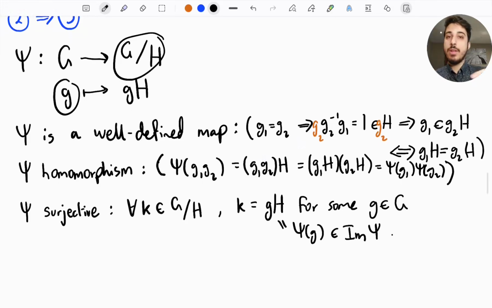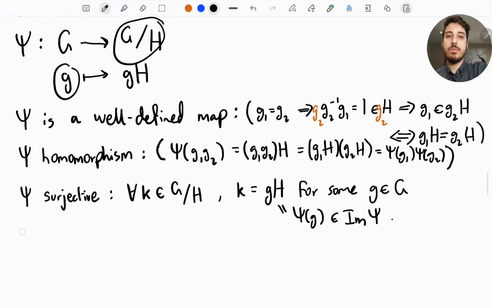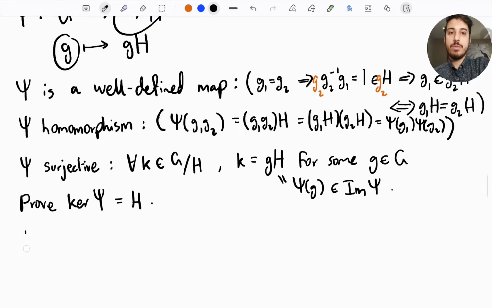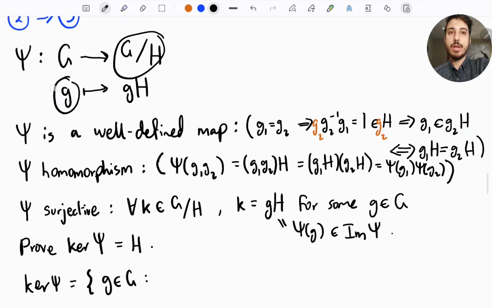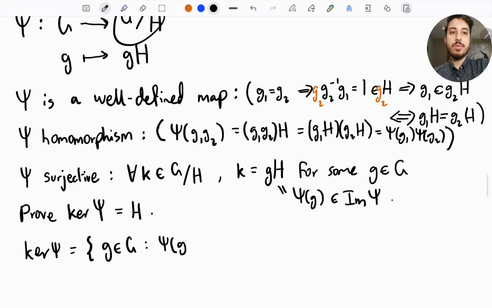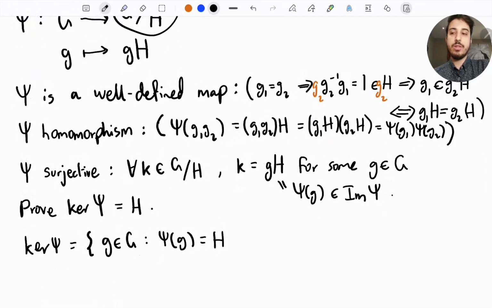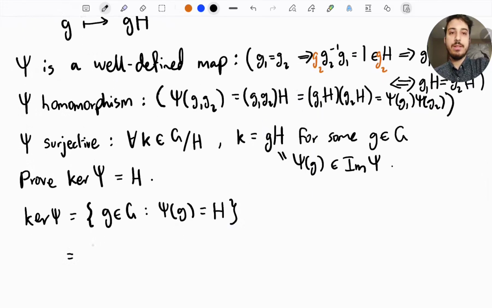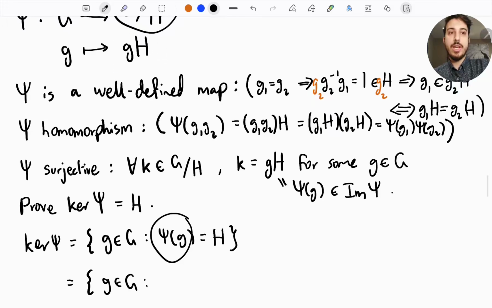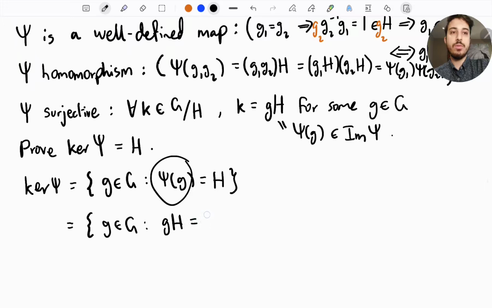And now the last step is to show that the kernel of this epimorphism is exactly equal to H. So prove that the kernel of psi is exactly equal to H, thus proving the third part of the theorem here. So the kernel of psi is equal to all the elements G in G, all the elements in my domain, that psi maps to the identity. What is the identity of the group G/H? We've already said that this is equal to H. Now, this means that this is the set of all G in G such that, okay, what is the psi of G? Psi of G is GH. So GH is equal to H.